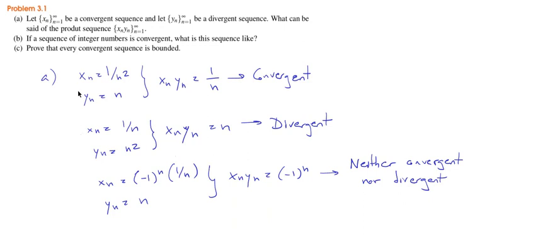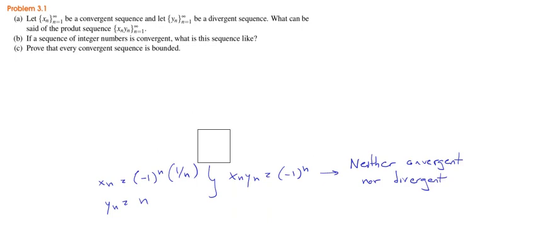So in short, you can't say anything when you have the product of two sequences, okay? Because there are many ways in which a sequence can converge and many ways in which a sequence can diverge. So the product of two things can behave in many different ways too.